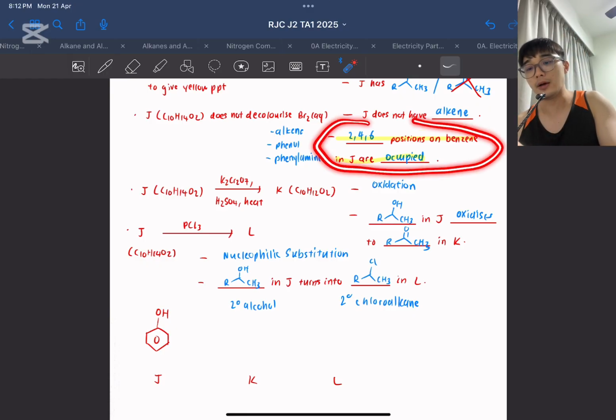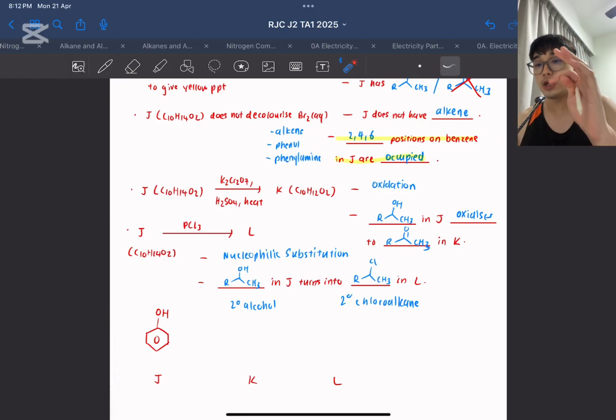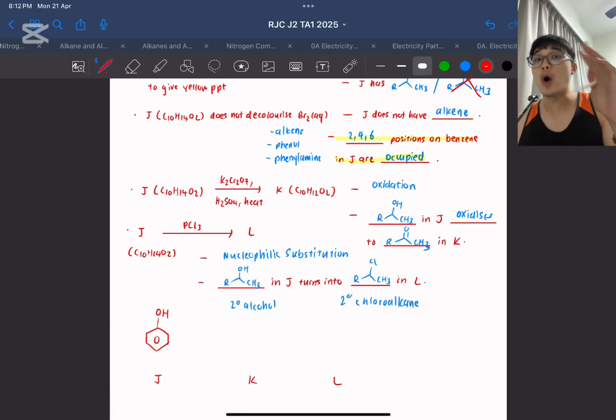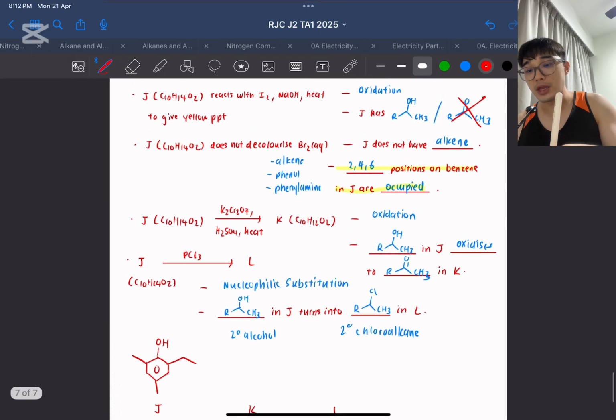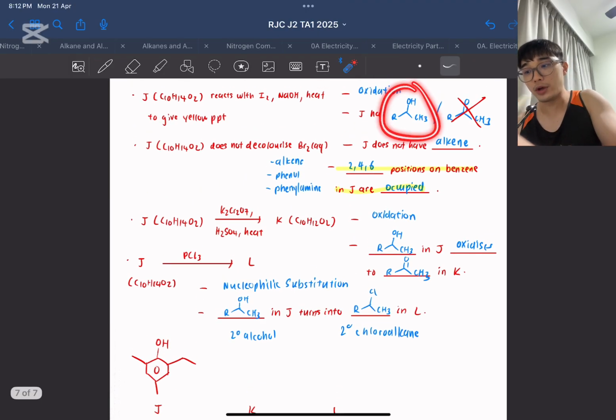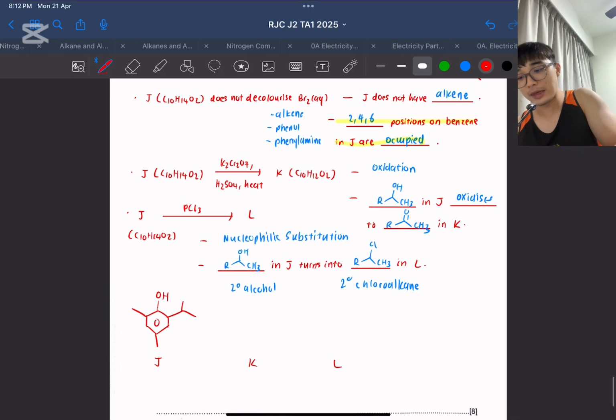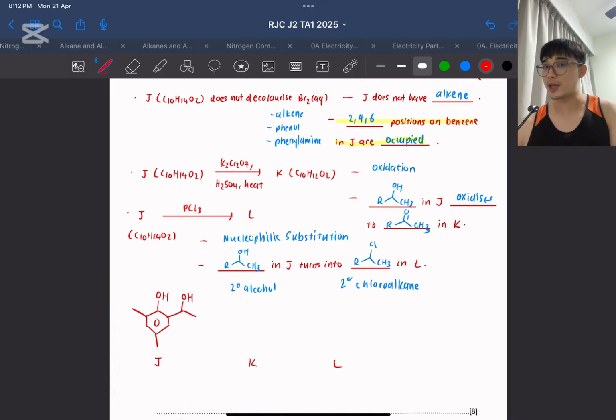Now look at this right here. We have to occupy all 3 of the 2,4,6 positions. 4 carbons to occupy 3 positions. The only way to do this is 2-1-1, right? So we can put a 2 carbon side chain on position 2, 1 carbon here on position 4, 1 carbon here on position 6. What else do we need to add? We need to add a methyl alcohol in J. The methyl alcohol can only come here on the 2 carbon side chain. That's our answer.